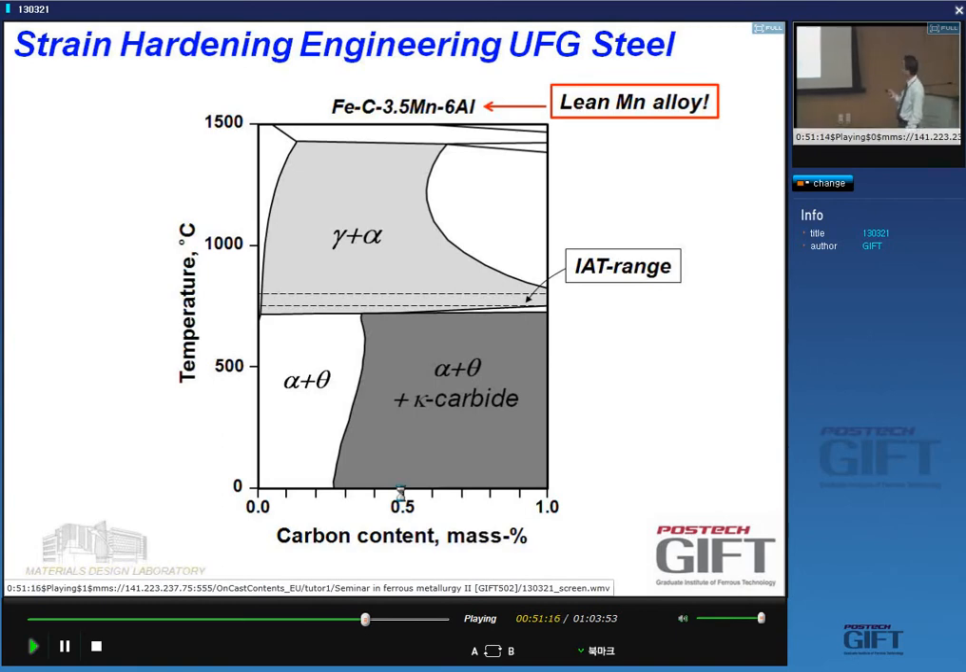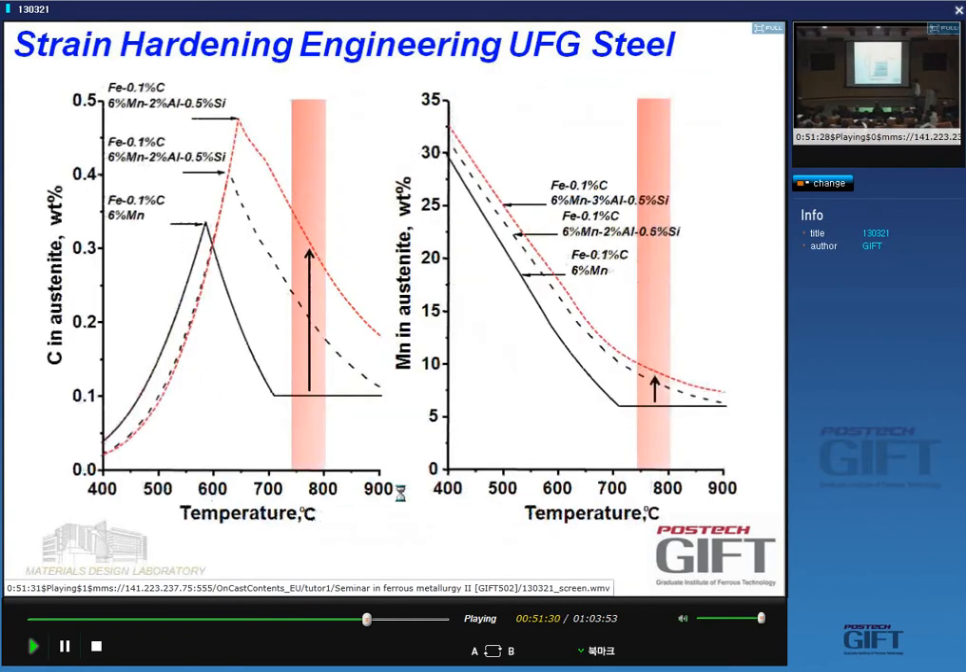You do need manganese. You do need more aluminum, yes, but it's a lean manganese alloy. A slightly negative point is that you do need to form these kappa carbides, so you do need to have slightly higher carbon contents. The very nice thing about these aluminum additions is this red band here.